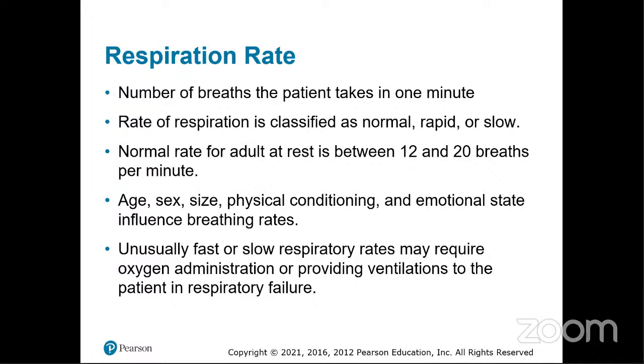So who do you think breathes faster, a male or a female? It's usually a female, but they take shallower breaths, whereas a male takes fewer and deeper breaths usually. Size too: if they're larger and an obese patient, they're going to have to take more breaths and work harder. And usually slower. Fast respirations may require oxygen, providing ventilations to prevent the patient from going into respiratory failure.